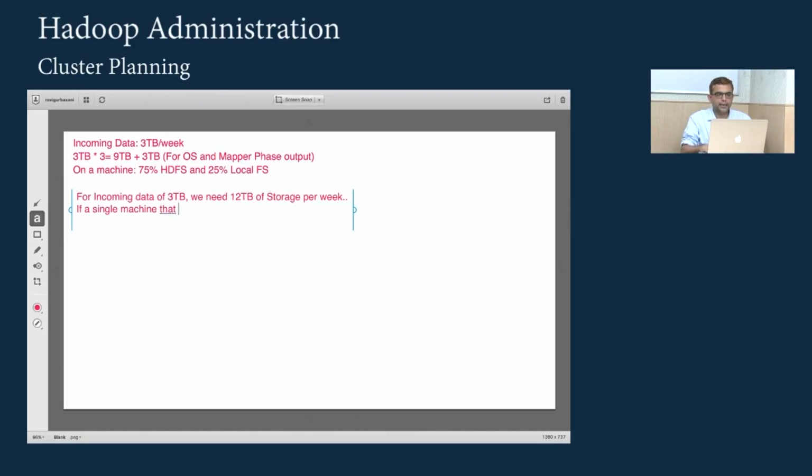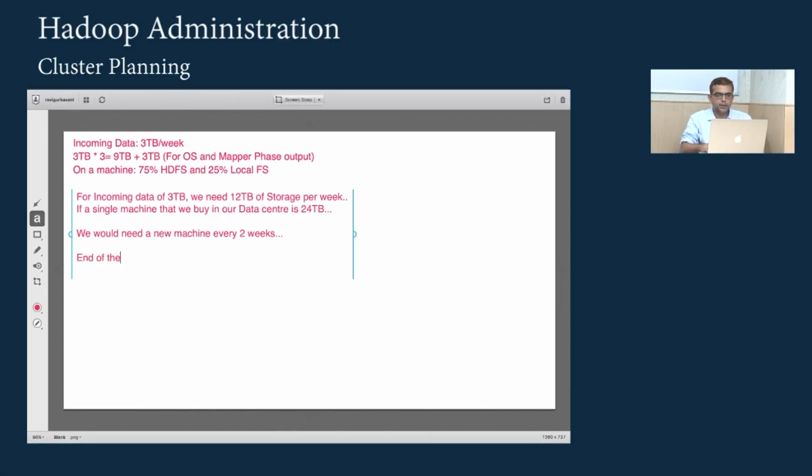If a single machine that we buy in our data center is 24 TB, each machine that we buy is 24 TB, we would need a new machine every 2 weeks. 3 terabytes of incoming data, 3 multiplied by 3 is 9 plus 3 is 12. So every week we require 12 terabytes of storage. If every machine we buy is 24 terabyte, every 2 weeks we'll require one machine.